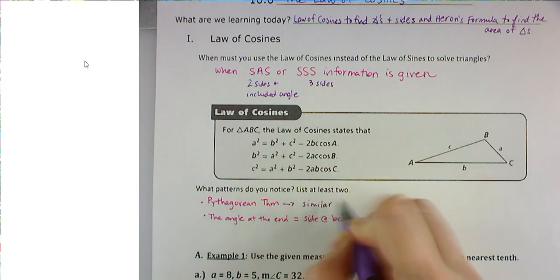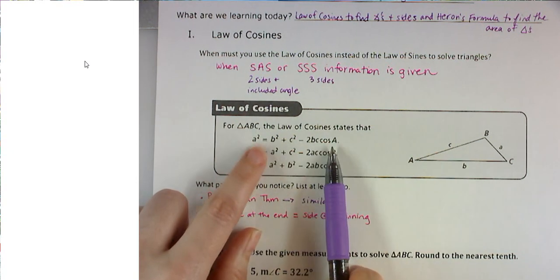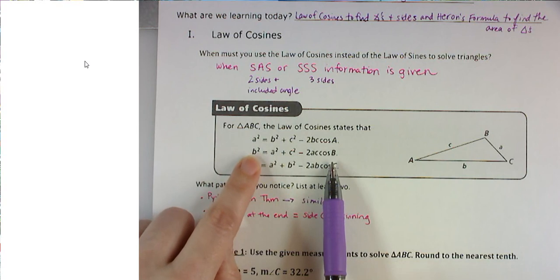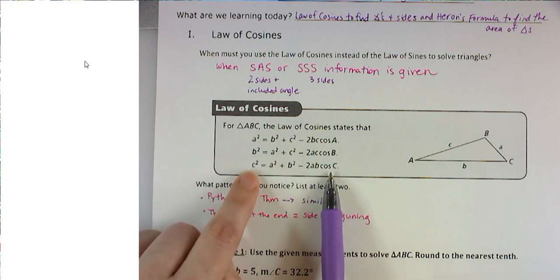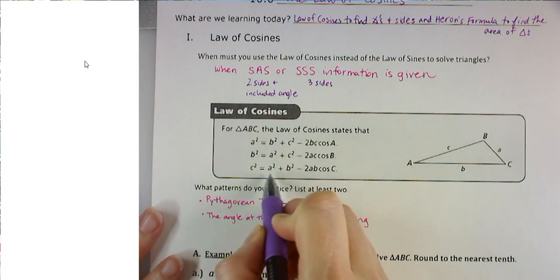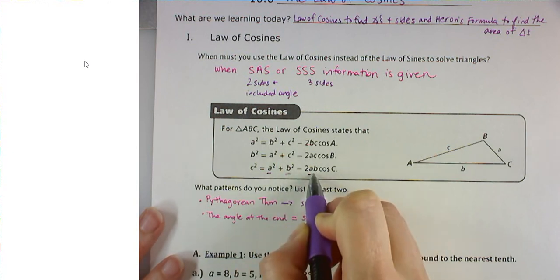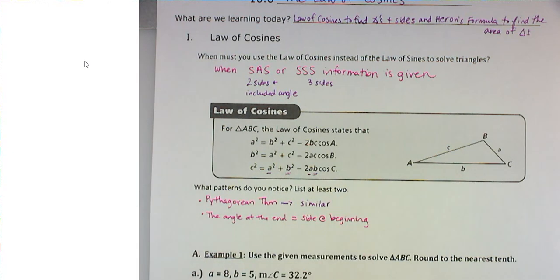And then the angle at the end, if you're doing the cosine of A, a squared is at the beginning. b squared is at the beginning, c squared. You might also notice that if you have an A here, it shows up here. If you have b squared, the B shows up here. So those are just little patterns that you can notice to help the formula stick in your mind without having to go back to it each time.